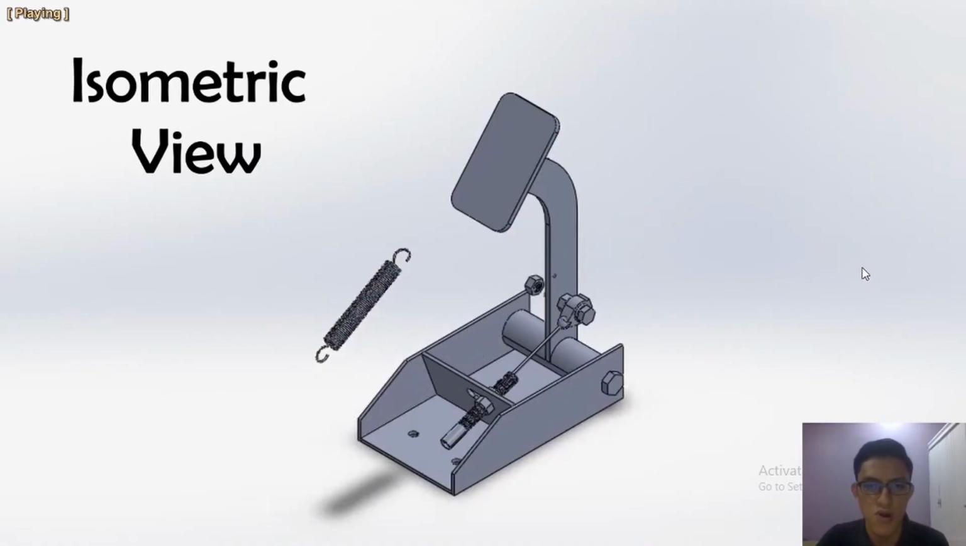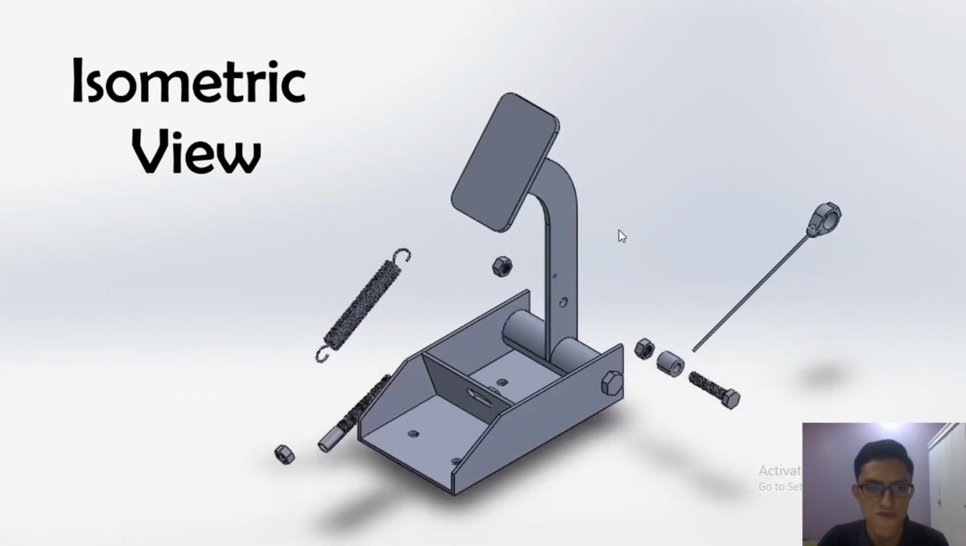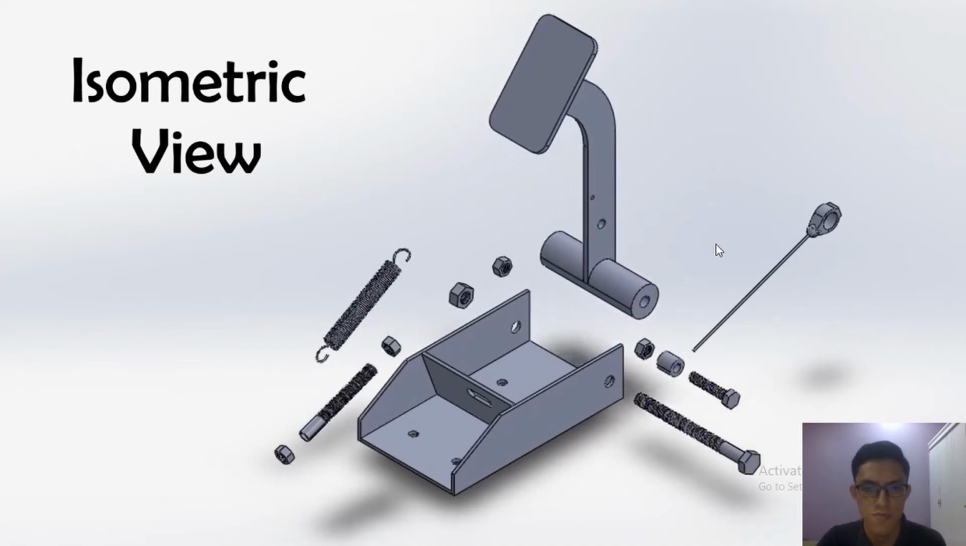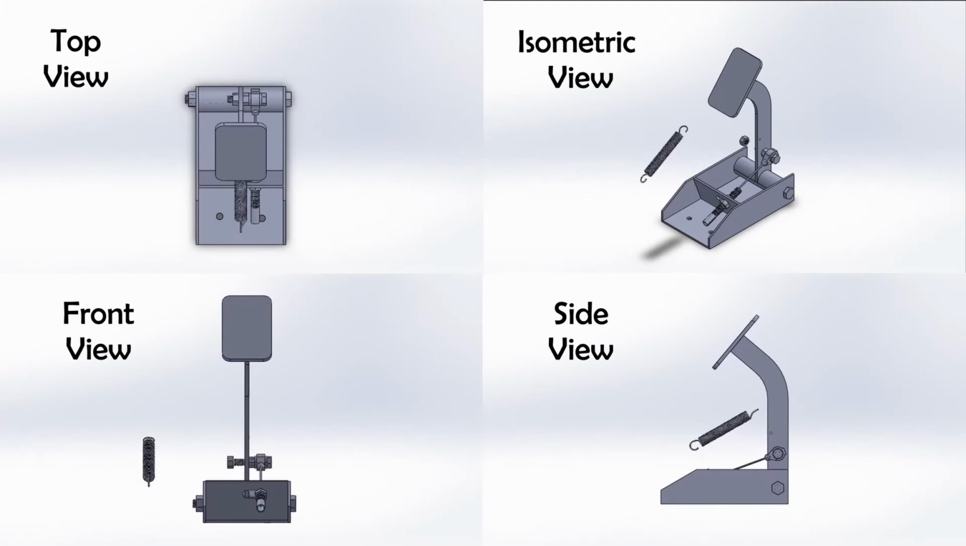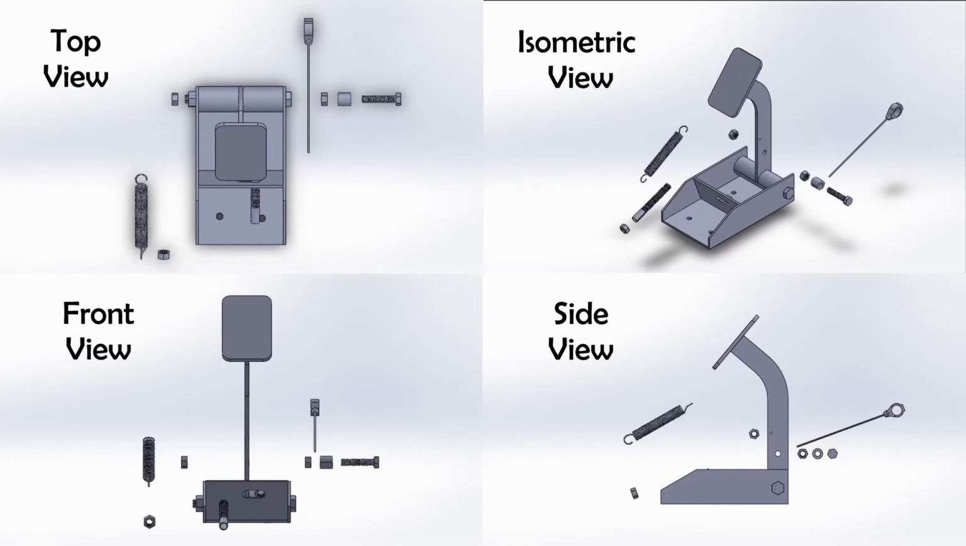The aspect view of one of our components, which is the pedal assembly. This is the asymmetric view. So here we can see all of the view from asymmetric view, front view, top view, and sub view.